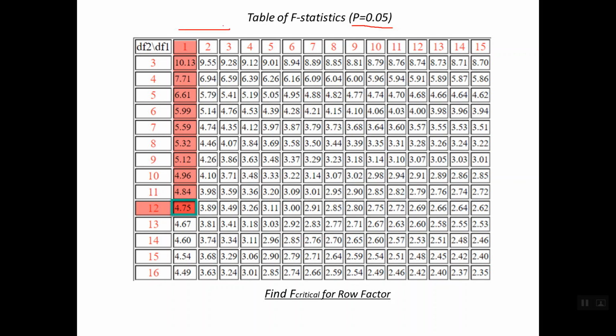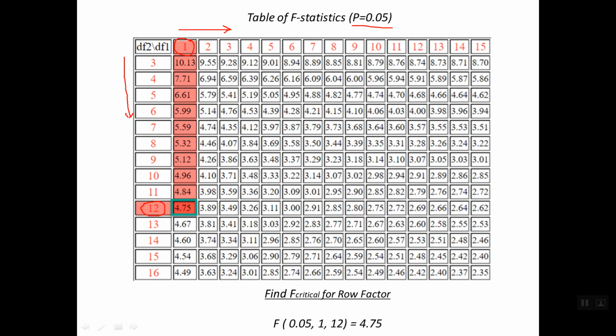In this row, we should have the first value of the degree of freedom, which is the degree of freedom for the first factor, which we are interested in, and the second value of the degree of freedom is the degree of freedom for the error, which is 12. So the intersection between these two values of the degrees of freedom is simply the value of the F critical, which is 4.75.